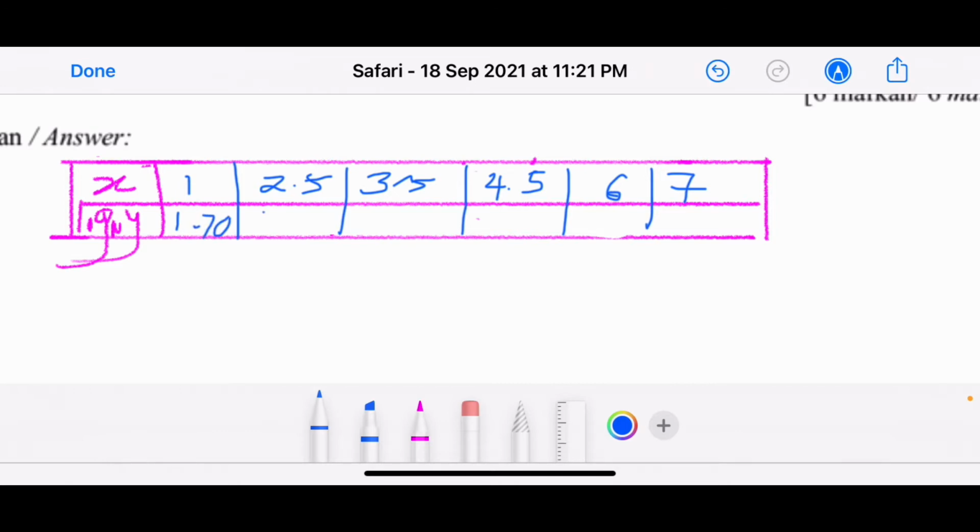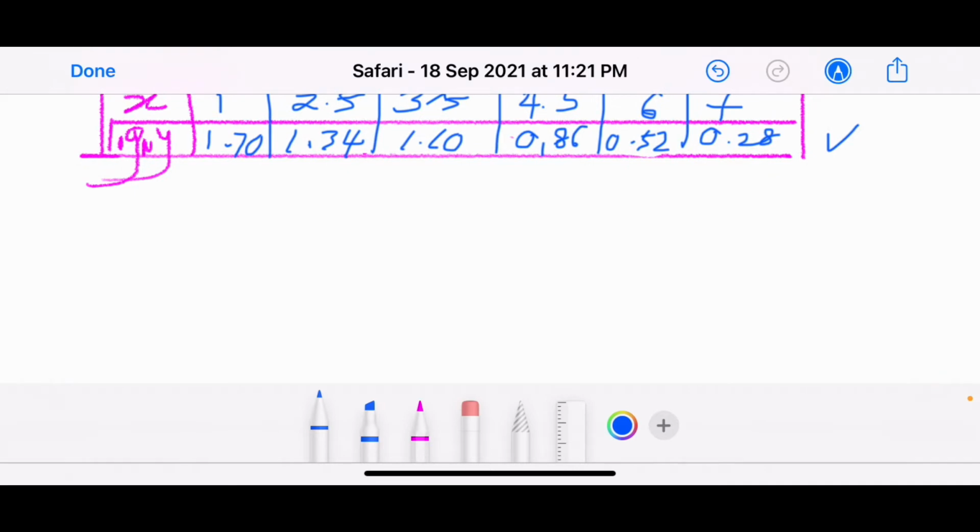So this is 1.34. This one is 1.10. This one is 0.86. And then this is 0.52. And then 0.28. Alright, so we have 1 mark for here. Must be 2 decimal places, right?